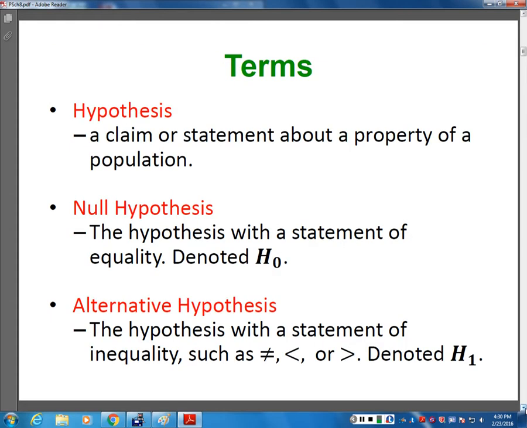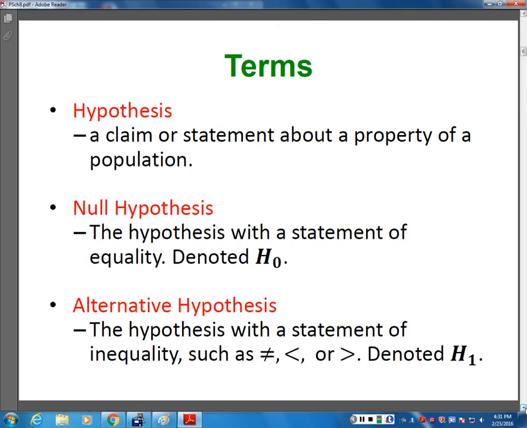So here are some terms that we'll use in hypothesis testing. First off, a hypothesis is a claim or a statement about a property of a population. Some statement about the population mean or the population proportion in our case. The null hypothesis is the hypothesis that involves a statement of equality, and we denote that with an H sub 0. 0 is another word for null.